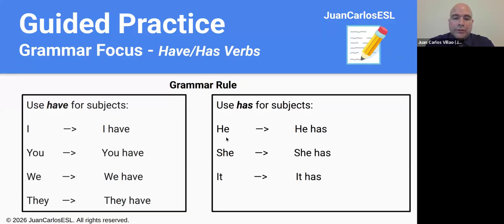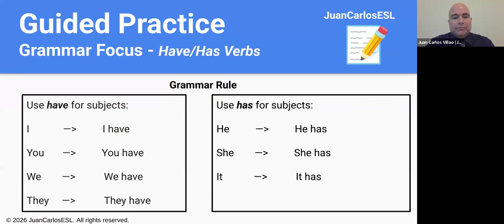And then you have has. So when we have third person singular, cuando es tercera persona y singular, es decir, él, en inglés es he has, es decir, él tiene. She has, ella tiene. And then it is also third person and singular. It has. Eso tiene. Tercera persona y singular. So those are the grammar rules using have and has, also known as to have verb.